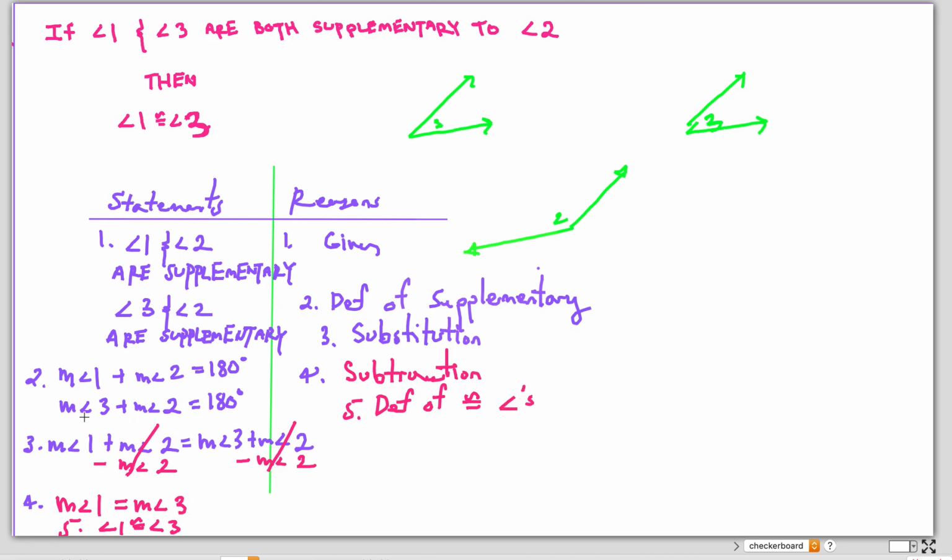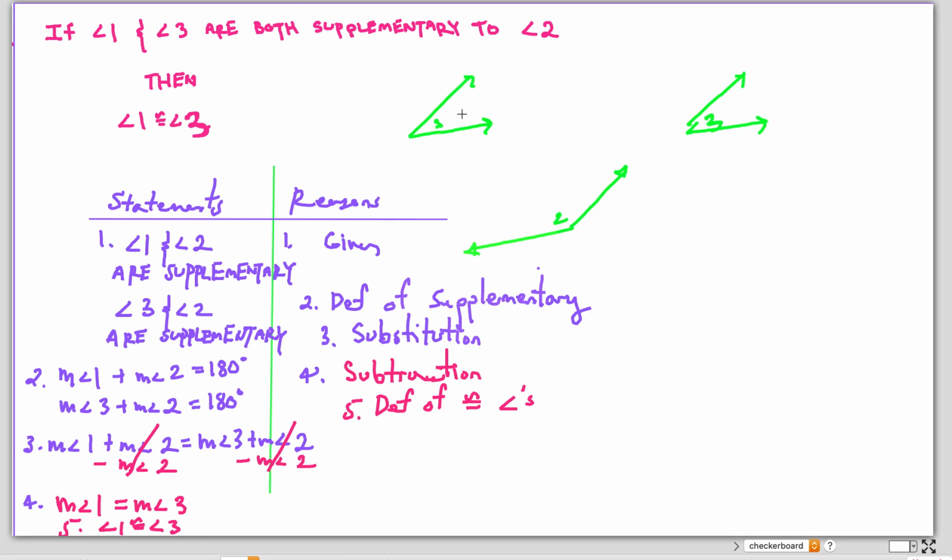You've proven it. Make sure you have everything orientated in your mind, because we're going to use this theorem over and over. If you don't know what this theorem is actually saying, you're going to run into trouble in other proofs. So let's understand. If two angles are supplementary to the same angle, then the two angles are congruent. I called the two angles angle 1 and angle 3. They're both supplementary to angle 2. That implies that angle 1 is congruent to angle 3. The two angles then are congruent.